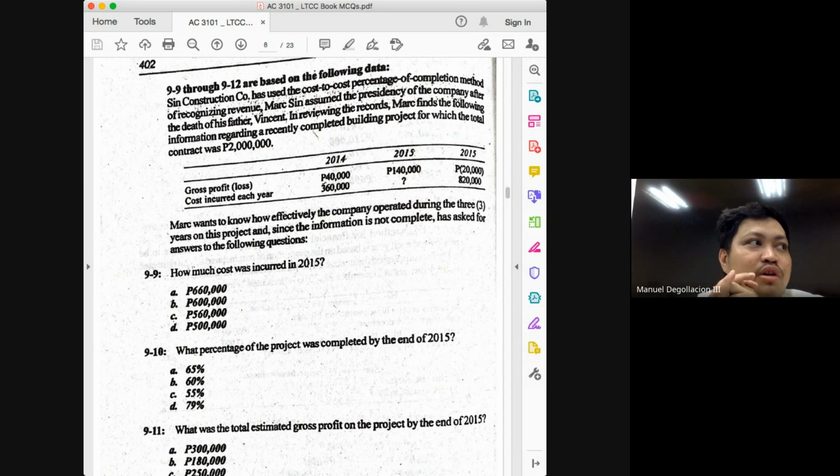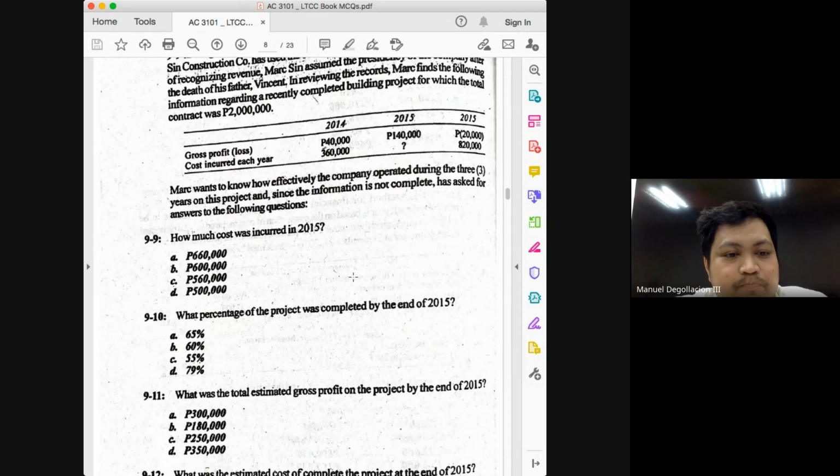If you divide your CIP by the contract price, that can give you your percentage of completion. So how much is 1,200,000 divided by 2 million? That would be 60%. So remember your CIP, because your CIP, when divided by your contract price, will represent your percentage of completion. That is if you are using the percentage of completion method. That will not work if you are using the zero profit method.